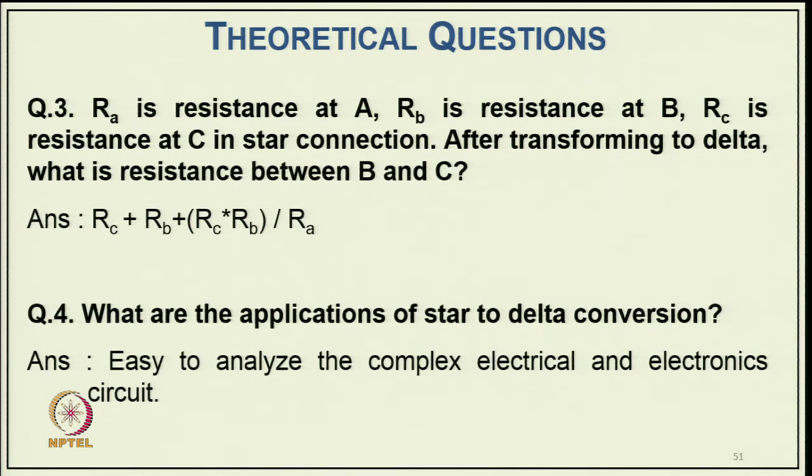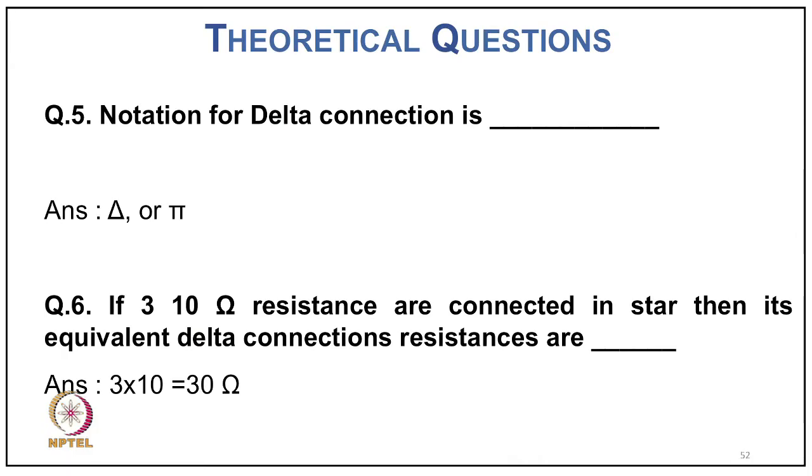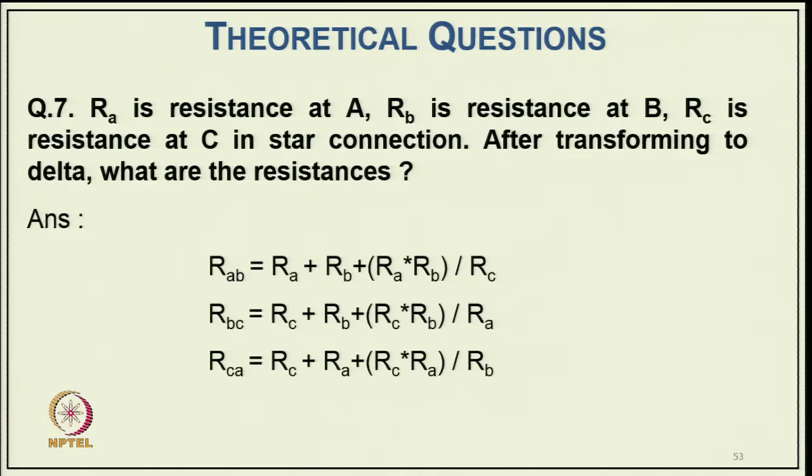What are the applications of star to delta conversion? It makes it easy to analyze complex circuits and electronic circuits, and the notation of the delta connection is the delta, or typically you can call it a closed tie connection. If 3 resistances of 10 ohm each are connected in star, then the equivalent delta connection resistance is 3 times, so it will be 3 into 10, that is 30 ohm.